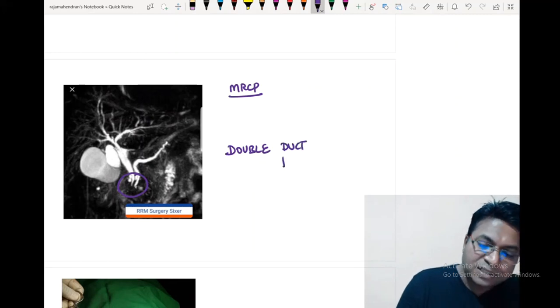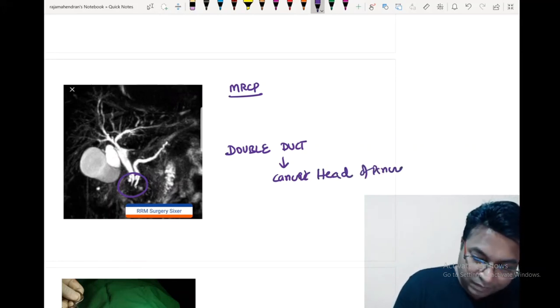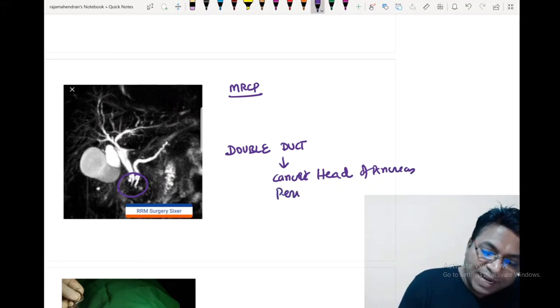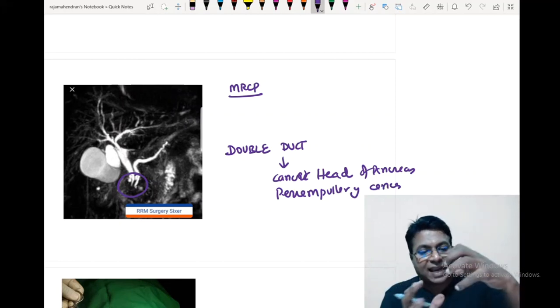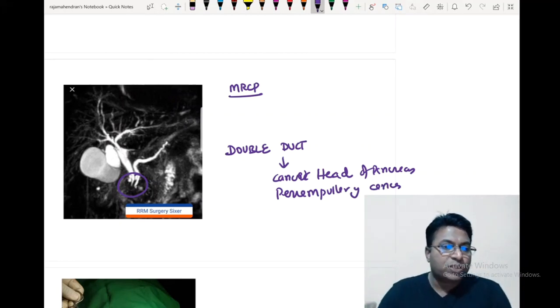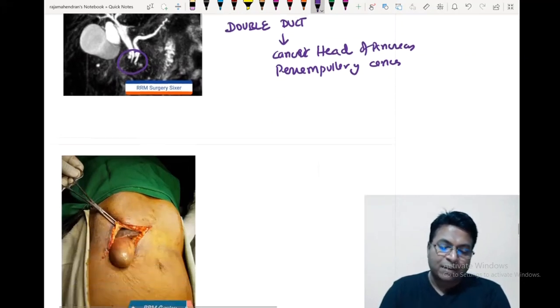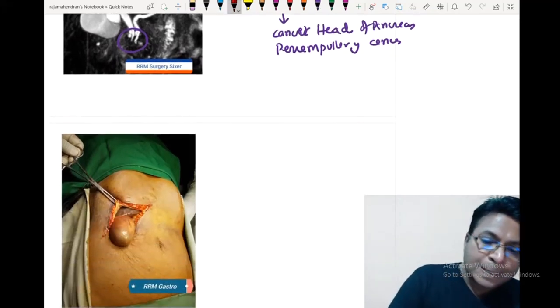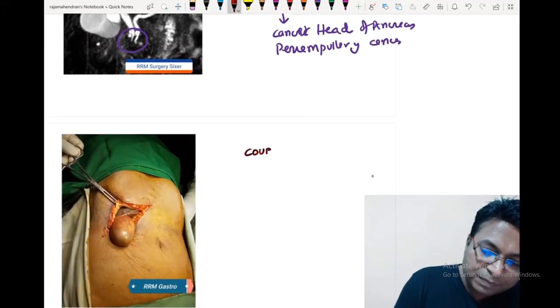Double duct sign is a feature of cancer head of pancreas. Cancer head of pancreas will have double duct sign, or even periampullary cancer also will have double duct sign. So if there is a cancer at the ampulla level, it will have separation of the duct. Very good. That is known as double duct sign. Please don't forget.